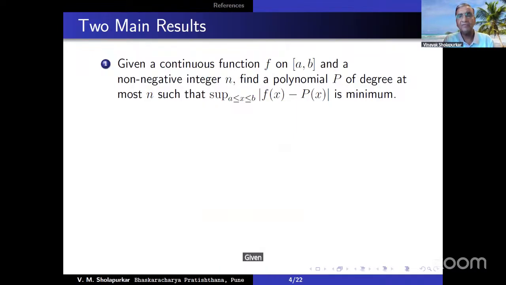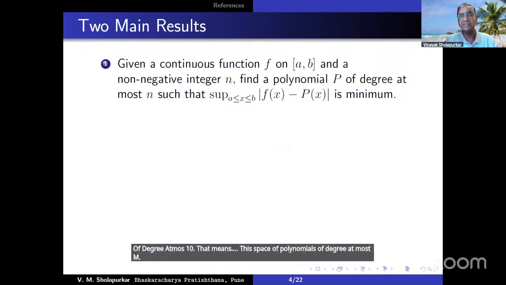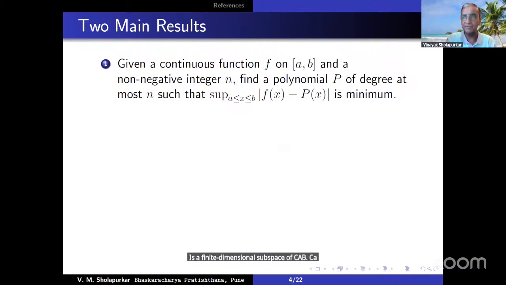Given a continuous function f on a closed interval [a, b] and a non-negative integer n, find a polynomial p of degree at most n such that this supremum is minimum. So this is the norm of f minus p. So in the supremum norm, you want to find a polynomial of degree at most n. That means the space of polynomials of degree at most n is a finite dimensional subspace of C[a, b]. C[a, b] is the space of continuous functions with the supremum norm. And finite dimensional subspaces are closed. So existence of such a polynomial is guaranteed.